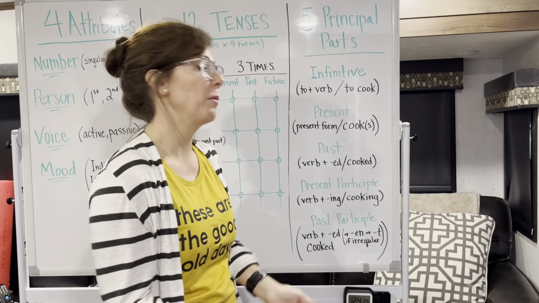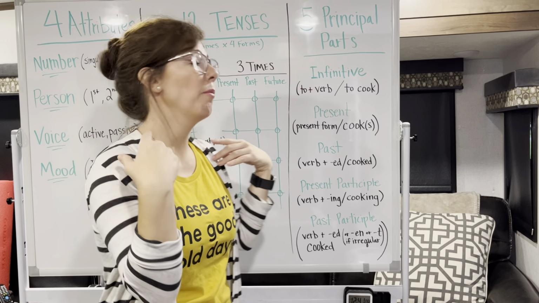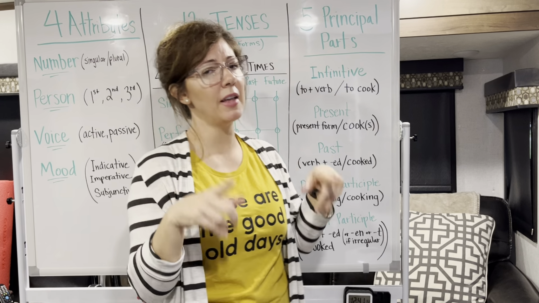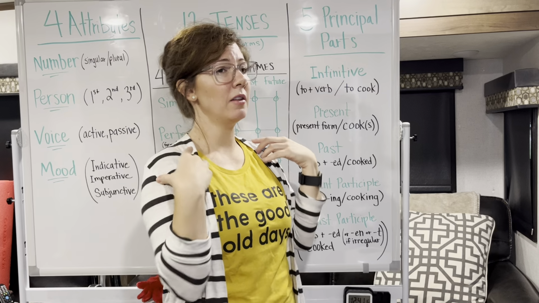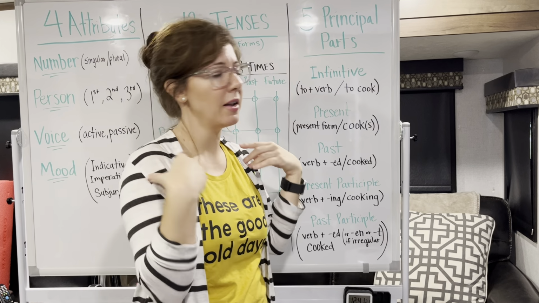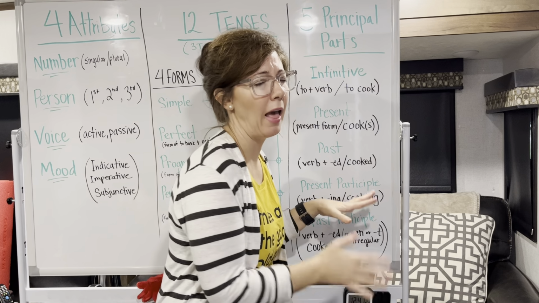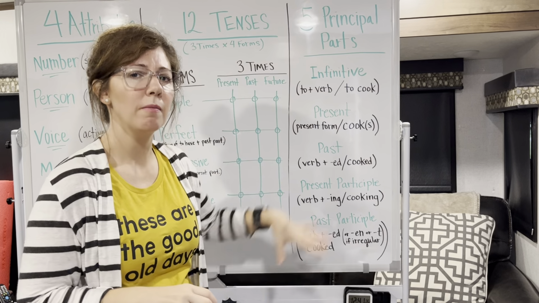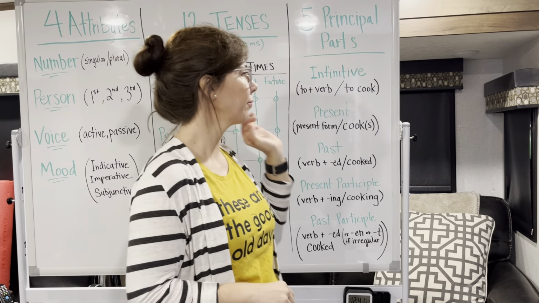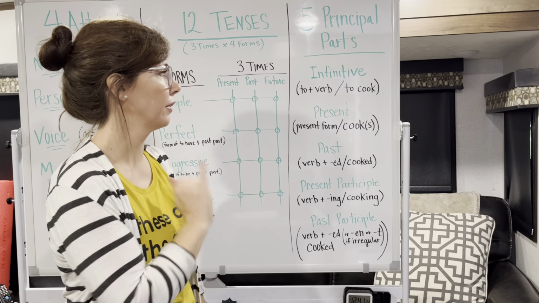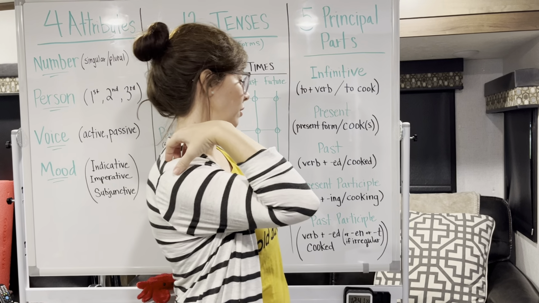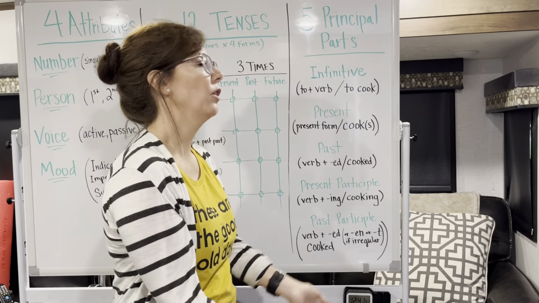And then we have our past participle. Past participle is a verb plus ed. Unless it's an irregular verb. And then it can end in something else. So this is for our typical standard verbs that are going to end with ed and ing. Look back at our infinitive. To cook. Cook, cooks. Cooked, cooking, cooked.